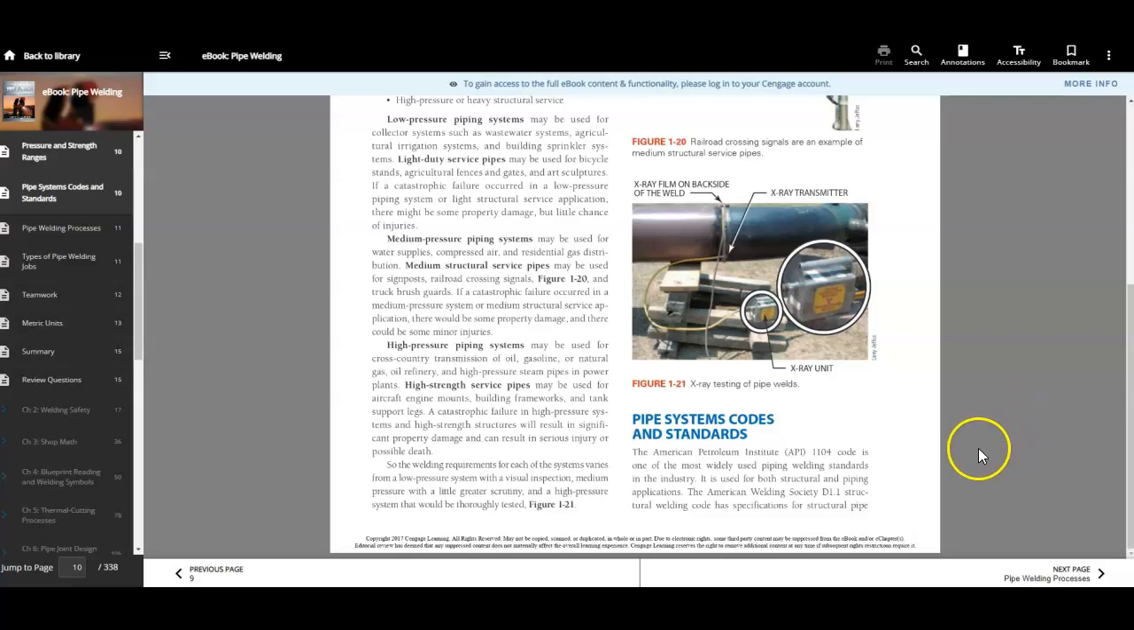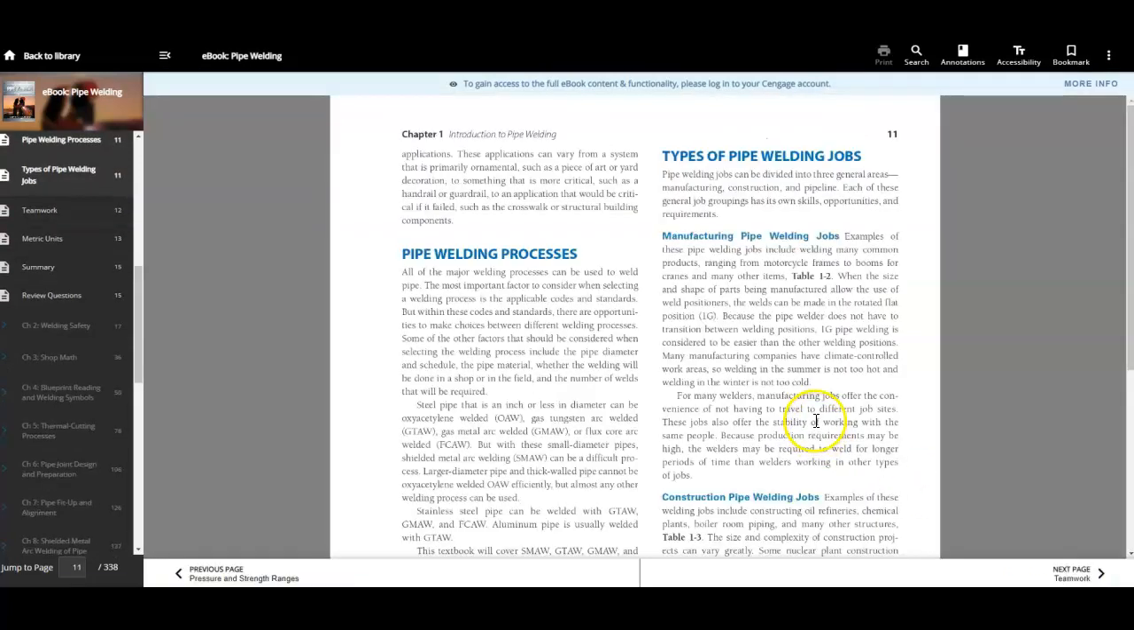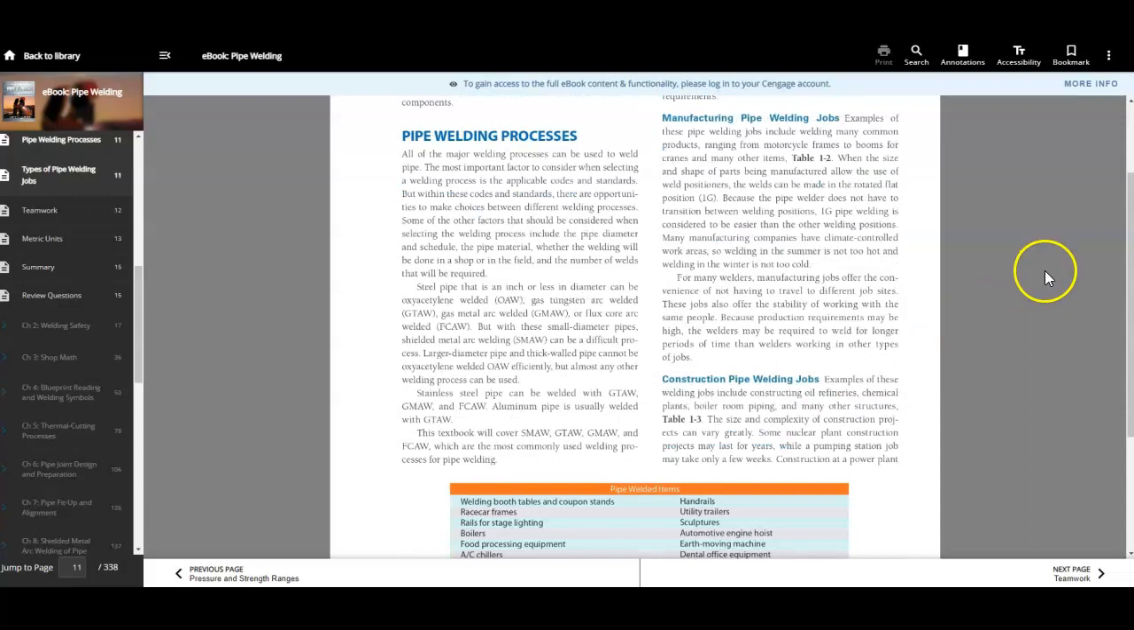The American Welding Society D1.1 structural welding code has specifications for structural pipe applications. These applications can vary from a system that is primarily ornamental, such as a piece of art or yard decoration, to something that's more critical, such as a handrail or a guardrail, to an application that would be critical if it failed, such as a crosswalk or structural building components.